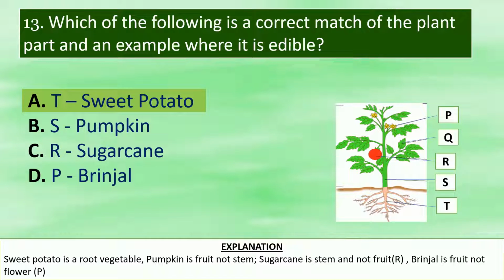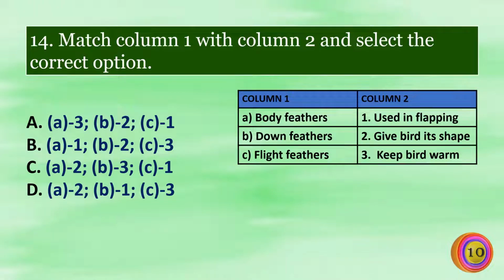Pumpkin is a fruit, not stem. Sugarcane is stem and not fruit. Brinjal is a fruit and not flower. Match column 1 with column 2 and select the correct option.